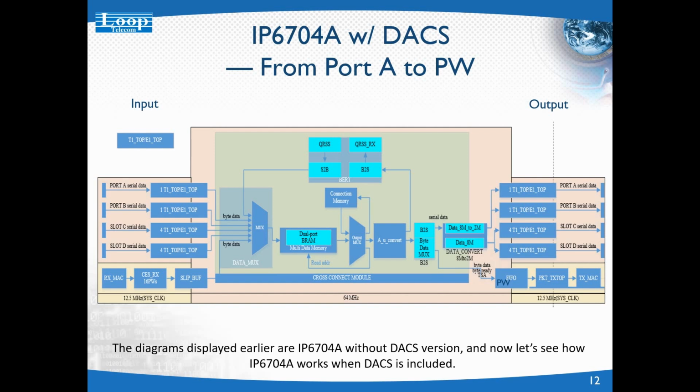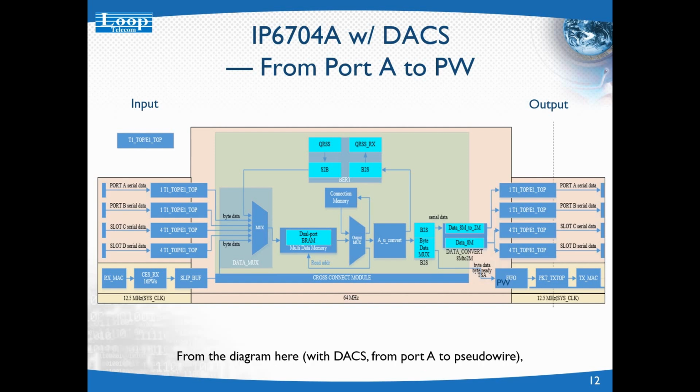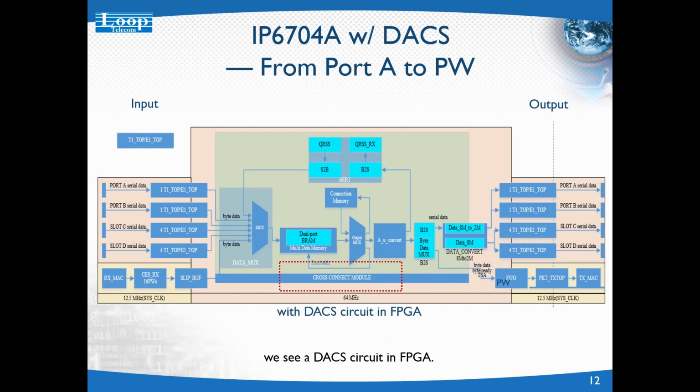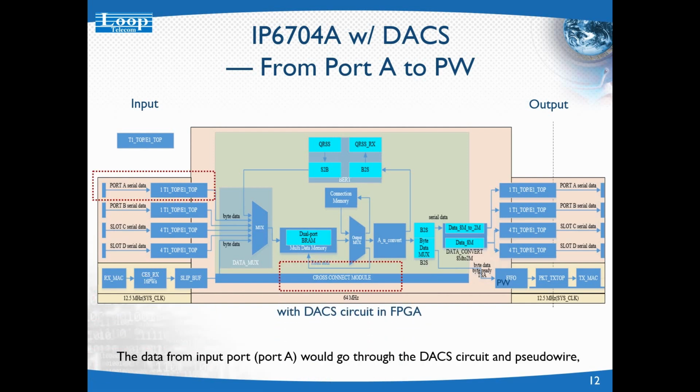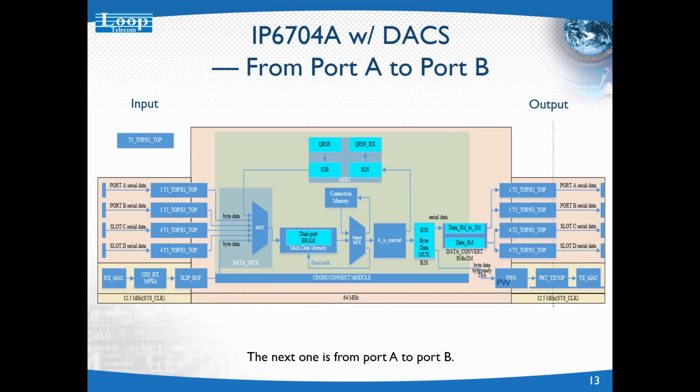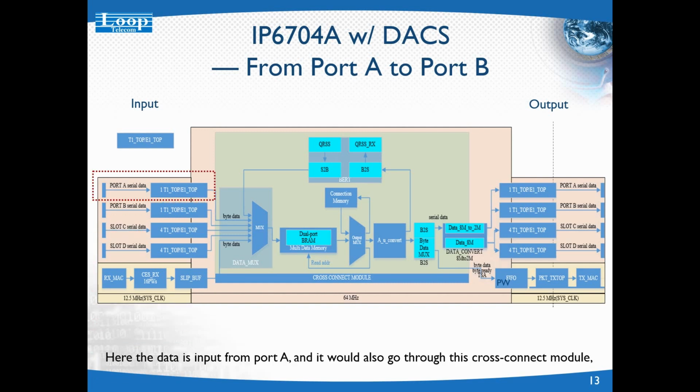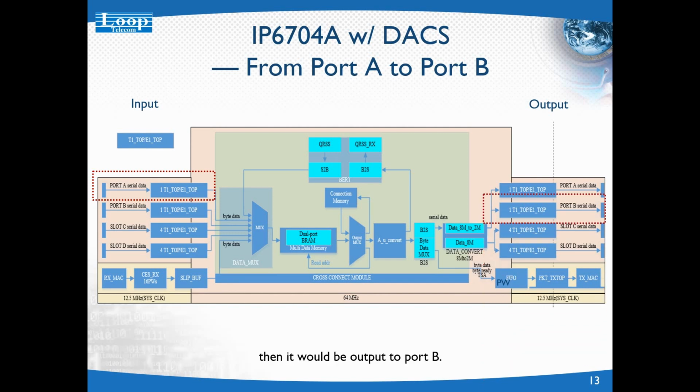From the diagram here, with DACS from port A to pseudowire, we see a DACS circuit in FPGA. The data from input port A will go through the DACS circuit and pseudowire, and then output to the Ethernet port. The next one is from port A to port B. Here the data is input from port A, and it would also go through this cross-connect module, then it will be output to port B.